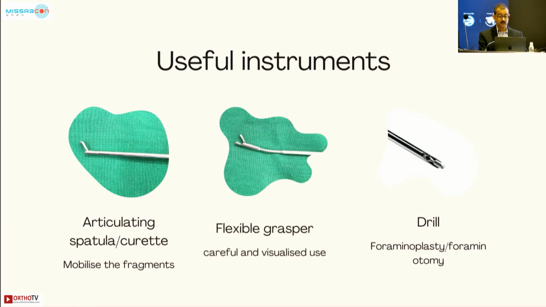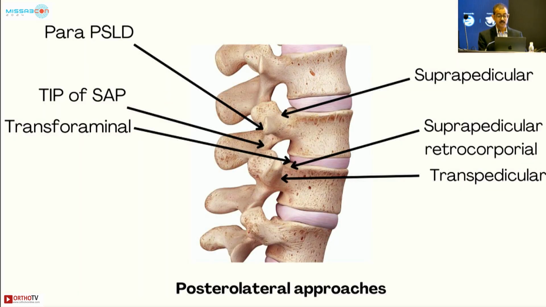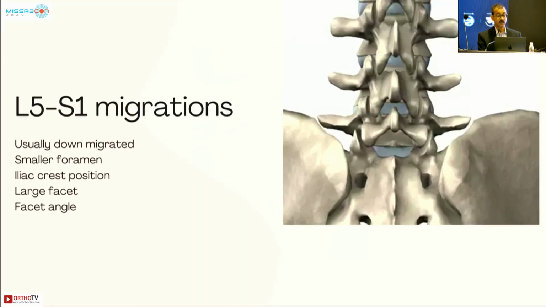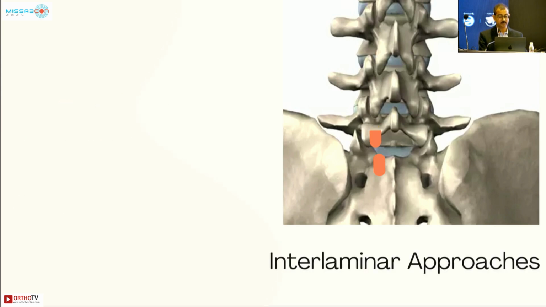So these are some useful instruments already discussed. There are many posterolateral approaches, and one should know about these approaches because many times we need more than one approach for one fragment. Coming on to L5-S1 herniation, maybe up or down, they are difficult to access through the transforaminal route because of the anatomical barriers. Because of the wide interlaminar space, it is easier to get these herniations by interlaminar approaches.